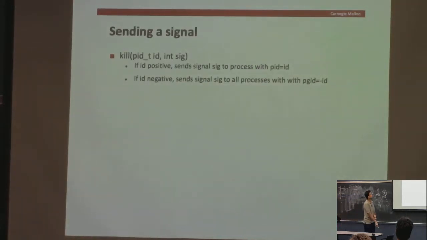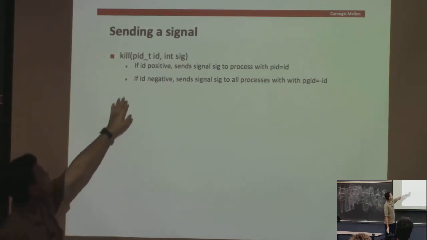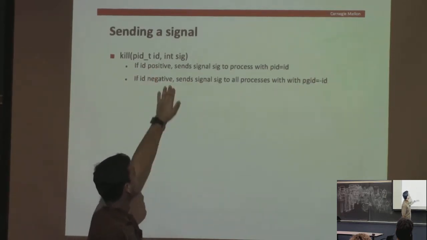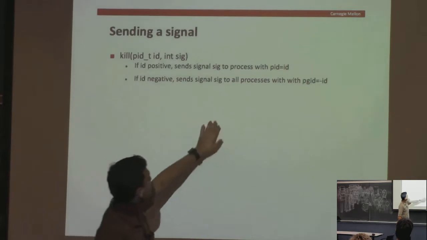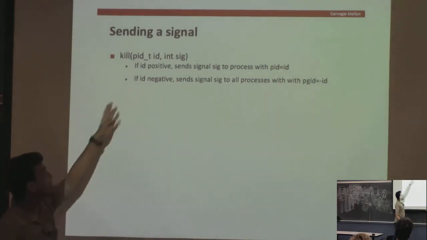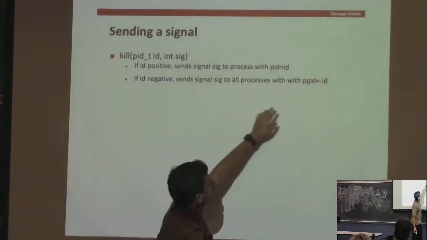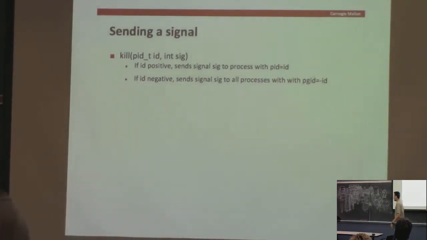Now, one other form of sending signals is using kill. With kill, you say kill the process with the ID that's passed as the first parameter, and what is the signal you want to deliver. Now, the process ID can be one of two types. It can be a positive or a negative value. A positive value indicates to kill the process with PID equal to that ID. And if it's negative, you're going to kill all the processes whose process group ID is equal to the negative of the ID. Why it's negative ID? I'll show you with an example.